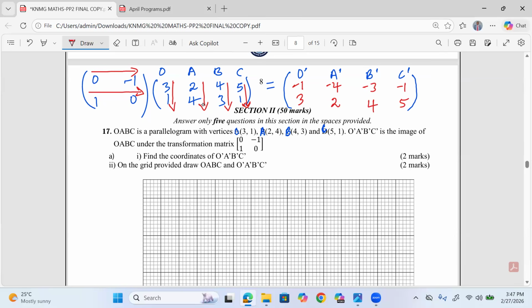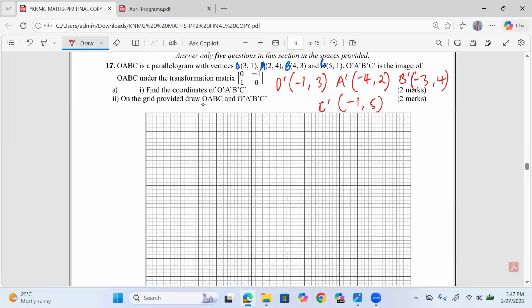That means we can now state the coordinates. This is the stating of the matrix: O prime is -1, 3, A prime is -4, 2, B prime is -3, 4, and finally C prime is -1, 5. Perfectly done.